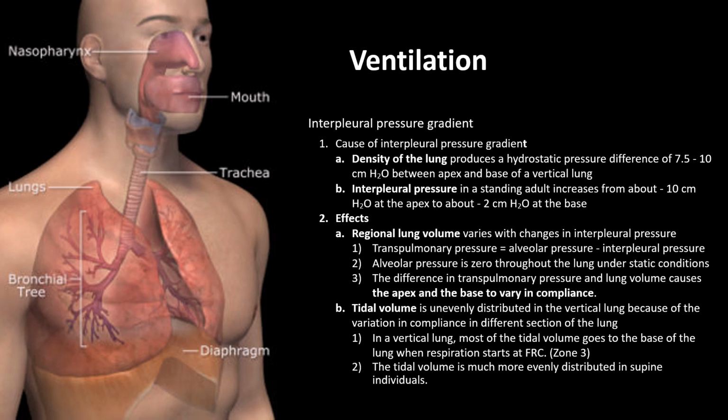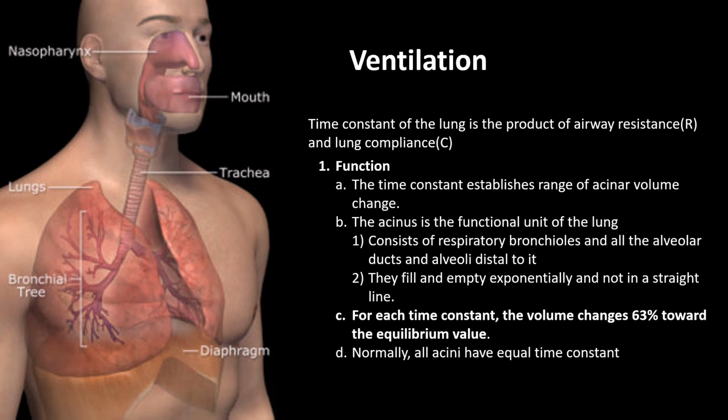Next is tidal volume, which is unevenly distributed in the vertical lung because of the variation in compliance in different sections of the lung. In the vertical lung, most of the tidal volume goes to the base of the lung when respiration starts at the FRC, which is zone 3, where most perfusion normally goes. The tidal volume is much more evenly distributed in supine individuals.